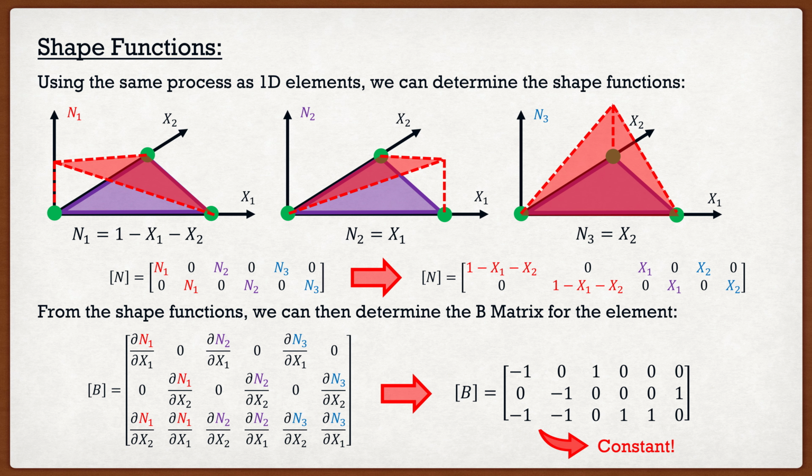Now, this is particularly important because if we look at what B actually does, remember, it's the relationship between the strains and the nodal displacements. Now, if our B is constant and our nodal displacements are, of course, going to be constant, well, therefore, this indicates that we actually have a constant strain throughout this element. And this is why we call it a CST or a constant strain triangle, because we actually result in constant strains throughout this element.